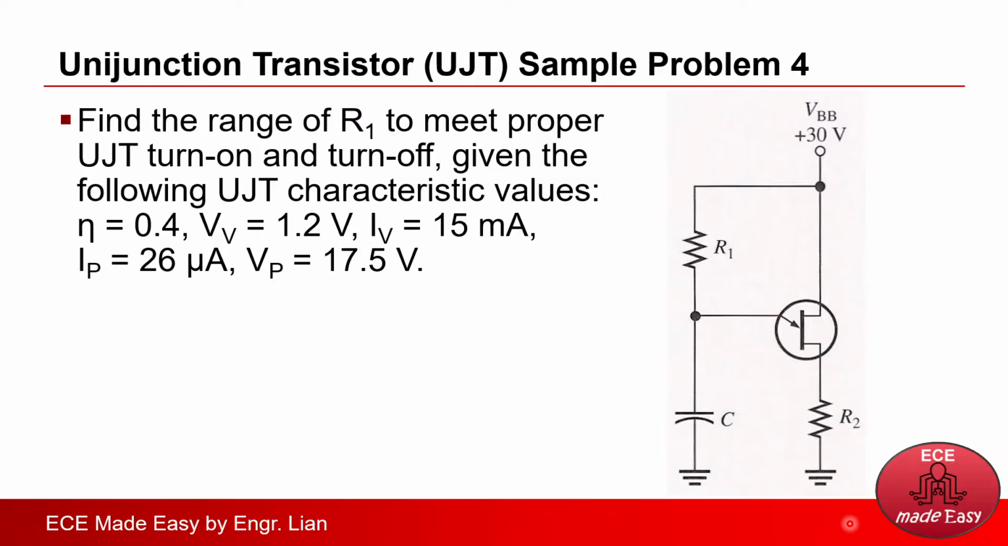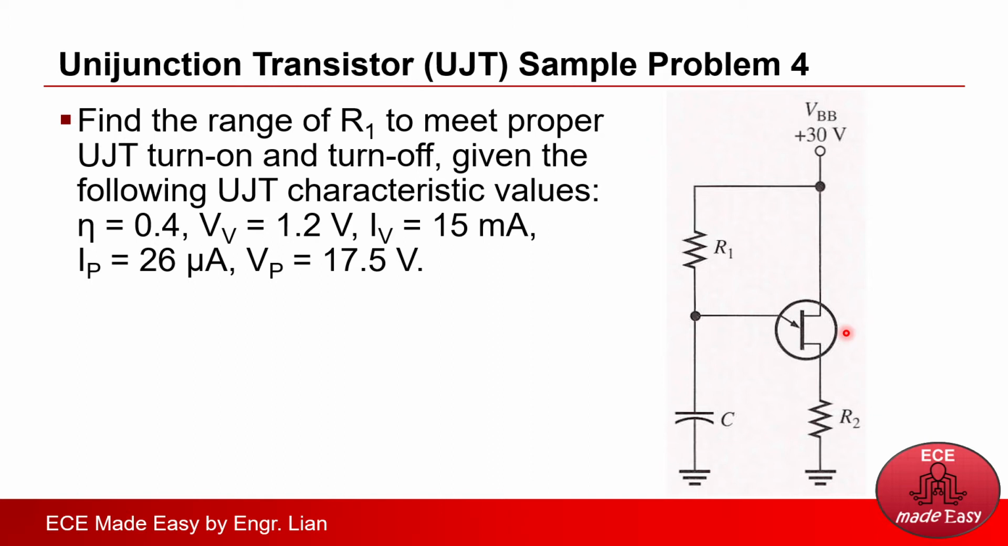So let's start with problem number 4. Find the range of R1 to meet the proper UJT turn on and turn off given the following UJT characteristic values. Here we are given the standoff ratio, the values at the valley point, and the values at the peak point. And here is the equivalent circuit for this problem. Take note that this circuit is actually an application of UJT, which is to generate a waveform, the relaxation oscillator. This can also be used as a triggering device for an SCR.